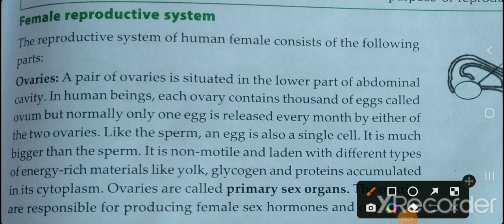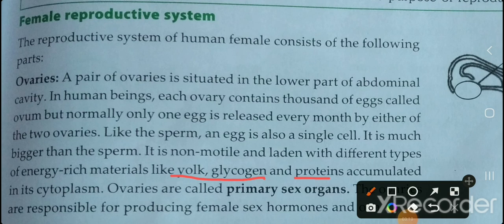It is not like the sperm. We have seen that millions of sperms are released, but here only one egg is released, and the egg is also a single cell, a unicell. It is much bigger than the sperm in size, and it is not motile, so it won't move. But it contains different materials like yolk, glycogen and proteins, all present in the cytoplasm of that single-cell egg.